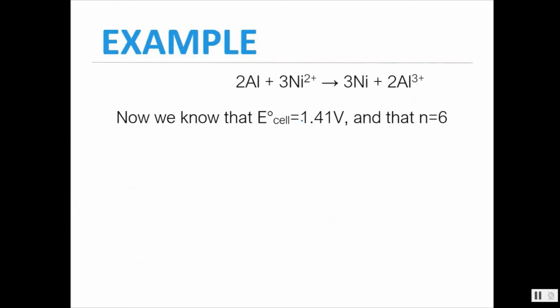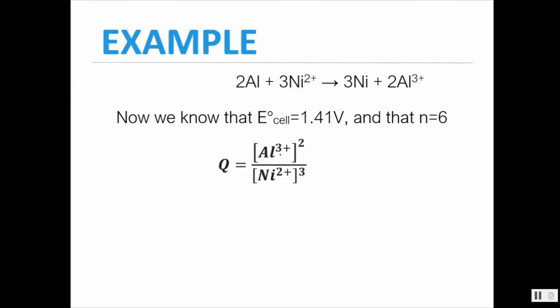Now we know that our E cell is 1.41. We have our balanced equation, we know what Q is, and that N was equal to 6. That was the number of electrons transferred, because we needed to multiply the nickel half reaction by 3, and we can see that the oxidation state changed by 2. So that 2 times 3 gives us 6 electrons transferred.